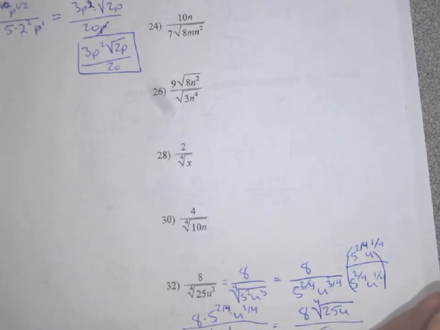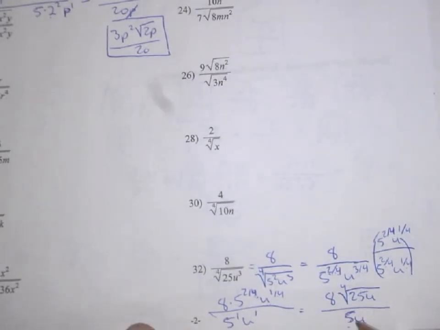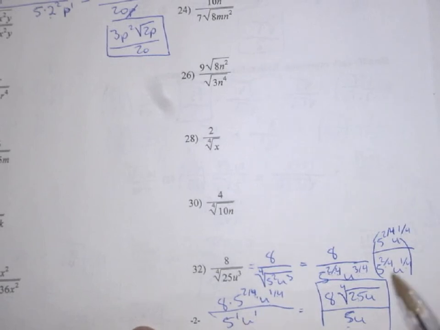On the bottom, I have a 5 and a u. Okay, now, again, like we talked about before, because this isn't in a root on the bottom, I can't divide out the 5 here or the u here, so this is as far as we can go. Okay, so again, that 5 to the 1, u to the 1, it came from adding these fractions right here.